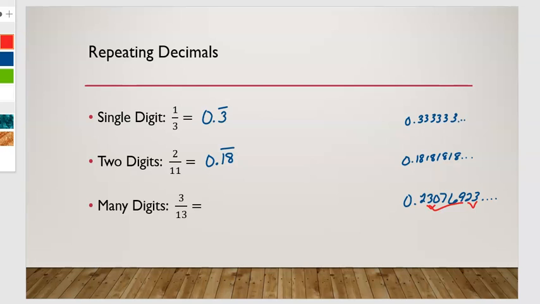So what I'm actually going to have then is, again, I start with that 0.23, but it's also going to repeat the 0.769, and that's where I start over again. So my line is going to go over all of that information because 230,769, and then it would go 230,769, 230,769. All right. And so the line goes over whatever it is that's actually going to repeat.